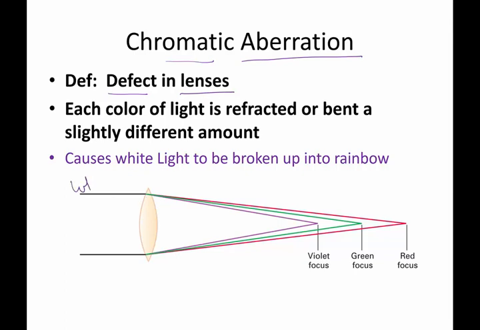Remember that white light is actually made of all colors of the rainbow. Well, each individual color of light is bent or refracted a slightly different amount as it goes through the lens. What this means is, instead of having one focus for everything, the short violet light focuses in one spot, the long red light focuses in another spot, and everything in between. This leads to things being a little bit blurry.